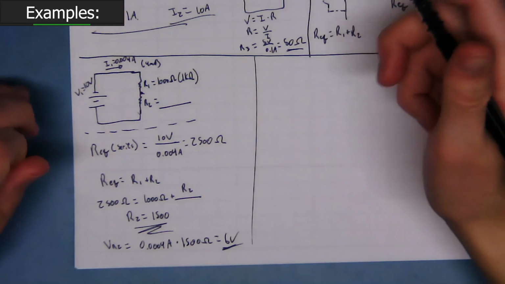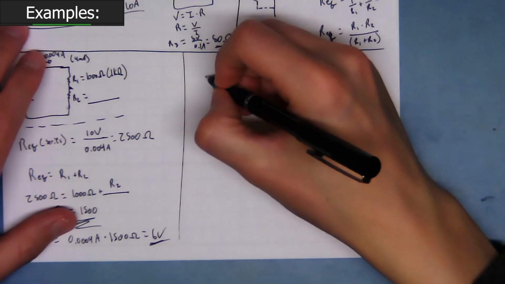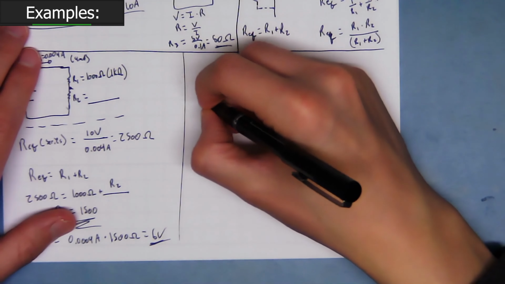Now, let's look at a slightly more complex example. We still have one voltage source. Let's get that drawn in.